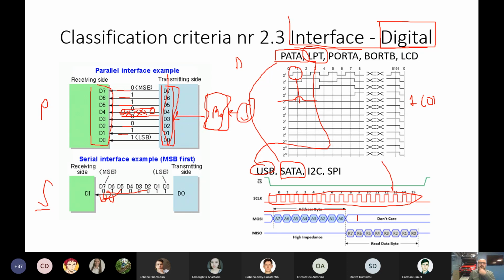Please provide me some feedback if you understand what the difference is between parallel and serial, and what the problems are there.